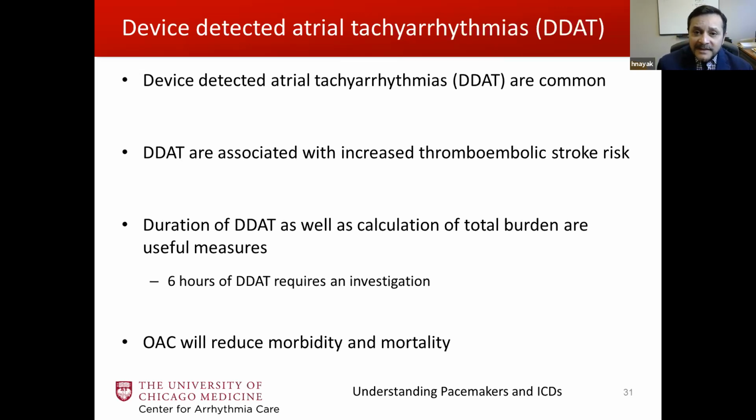The most important thing is that we are champions of oral anticoagulation as heart rhythm specialists, as well as cardiologists, and as folks that take care of cardiology patients. Remember that oral anticoagulation is the most important thing you can intervene upon to reduce this patient's risk of morbidity and mortality.